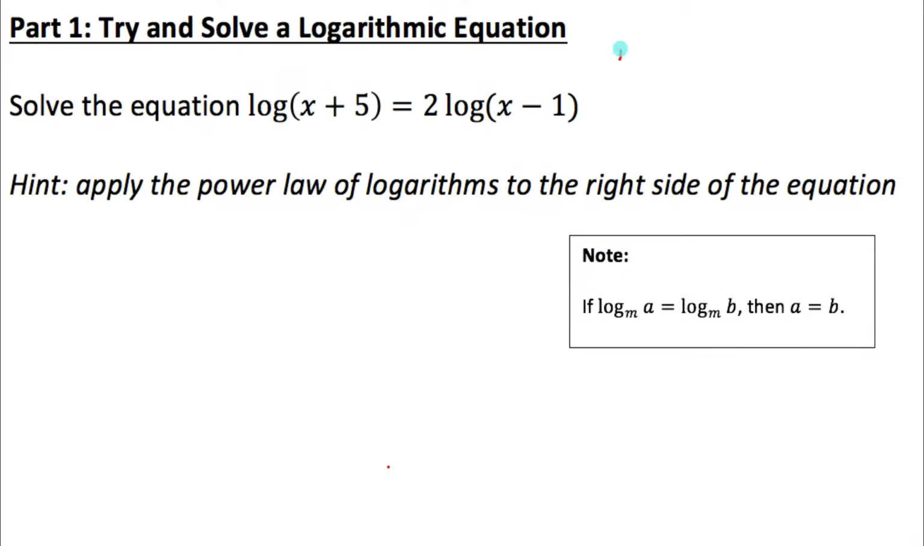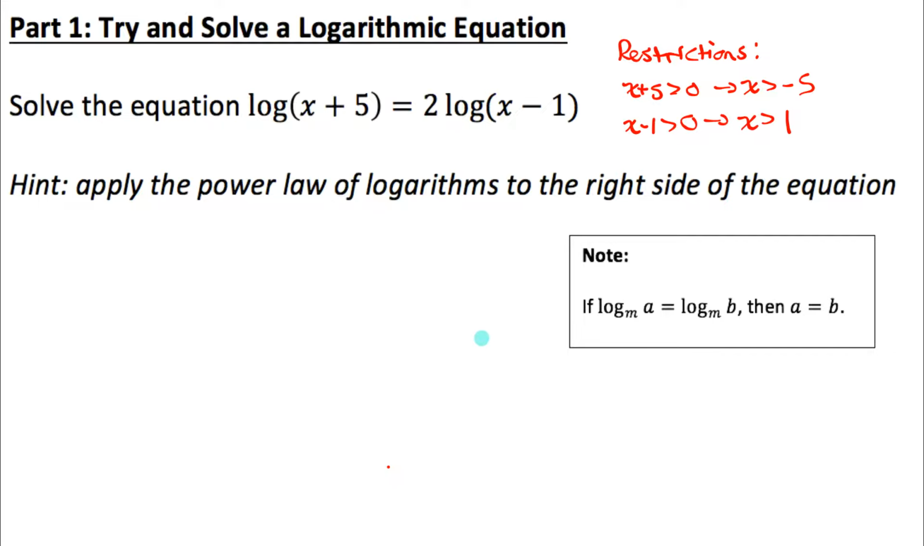So I'm going to jot down on the side here, restrictions. This argument has to be positive, so x plus 5 has to be greater than 0, which means x would have to be bigger than negative 5. And also, I have a logarithmic expression over here, where the argument has a variable. In order for that expression to be defined, the argument there would also have to be positive. So x minus 1 also has to be greater than 0, which means x has to be greater than 1.